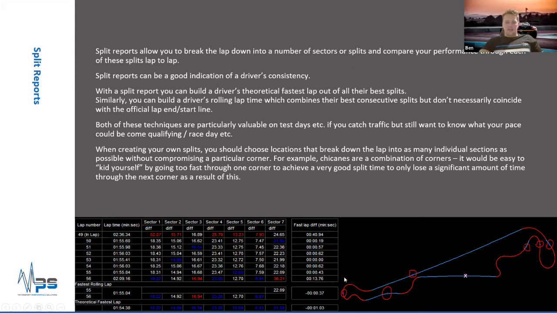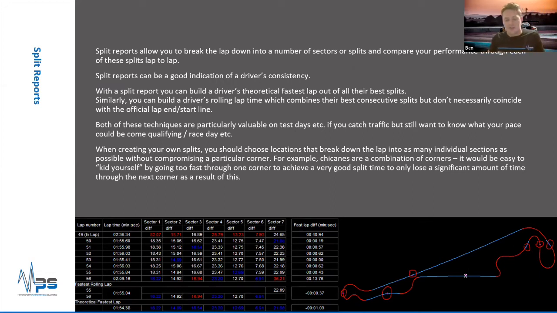A split report basically allows you to break the lap down into a number of different splits, a number of different sections. If you're familiar with TSL timing in the UK, you'll know they normally break the lap down into 3 sectors, for example. So you could quite easily break the lap down into 3 sectors. What I tend to do is try to break the lap down into corner segments.